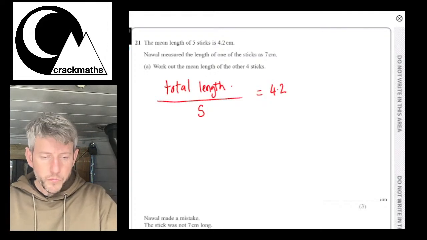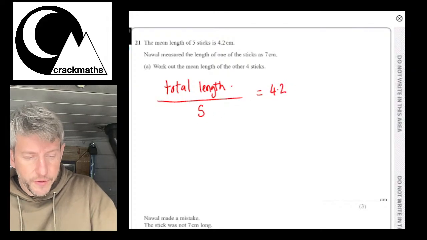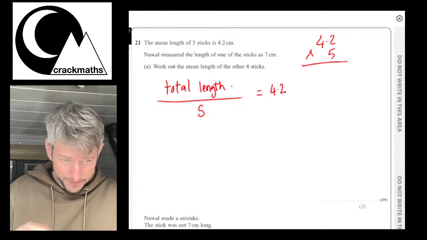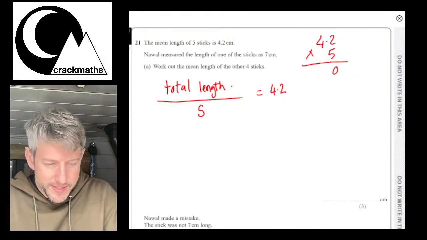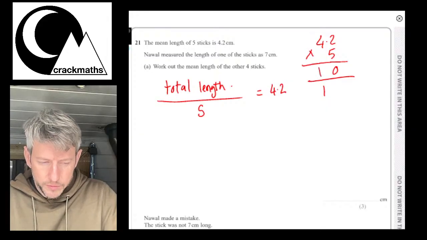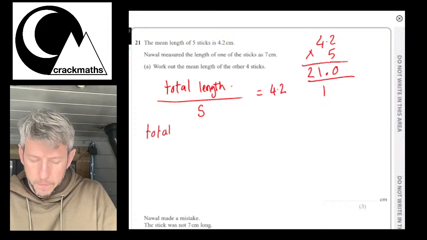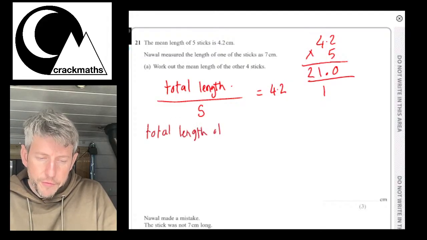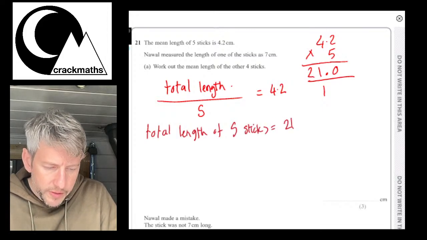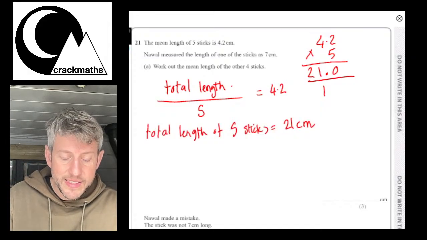Okay, so we can rearrange this. So we know that if we do 4.2 times 5, that's going to give us the total length of the sticks. So 2 times 5 is 10. 5 times 4 is 20. 1, 2. Okay, right. So we know that the total length of the 5 sticks equals 21 centimetres.